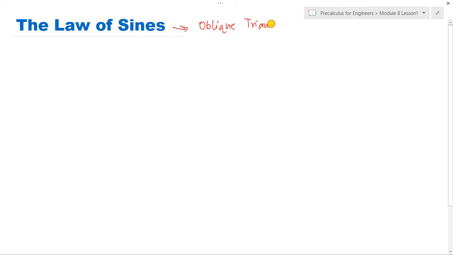Oblique triangles. In the previous discussion, we solved real life applications using right triangles. How about for oblique triangles? Because in reality, not all figures or areas have the shape of a right triangle, okay? Of course, you've encountered oblique triangles. The goal is to solve for the sides of oblique triangles, including the angles. So we have another formula. The first one is the law of sines.